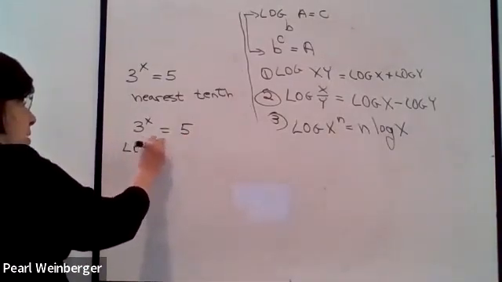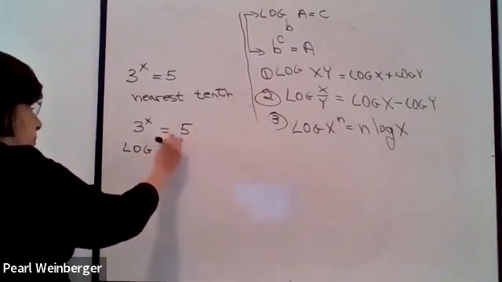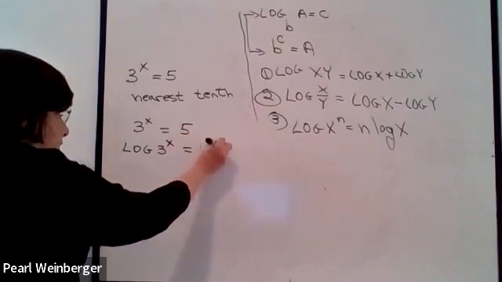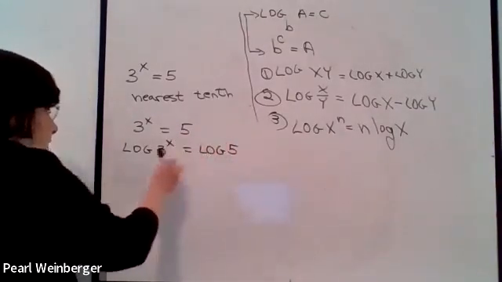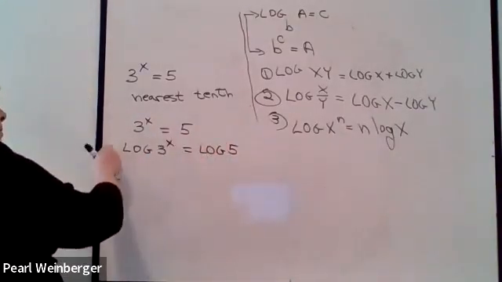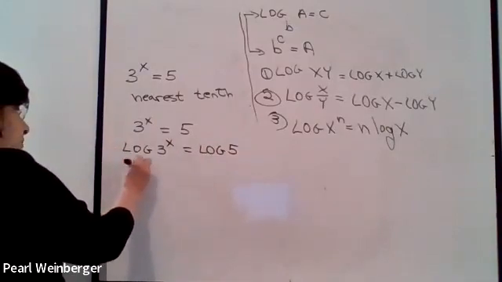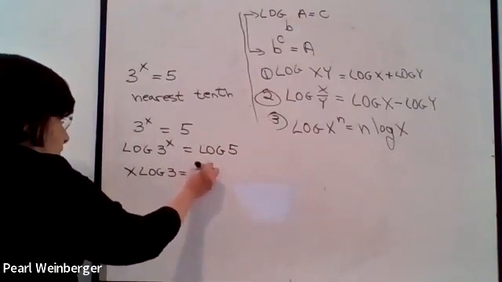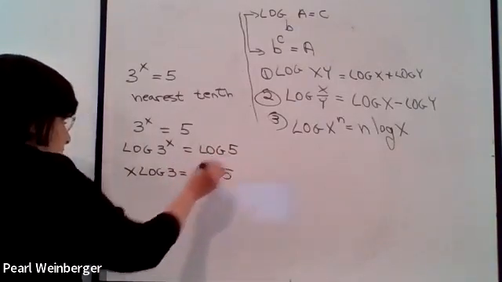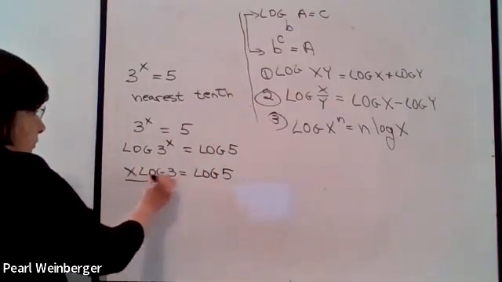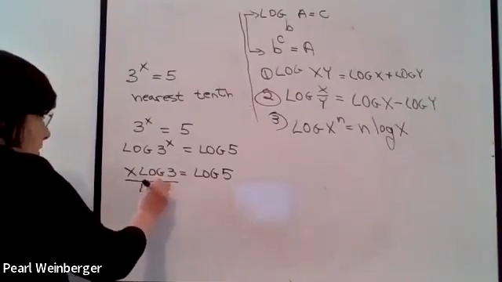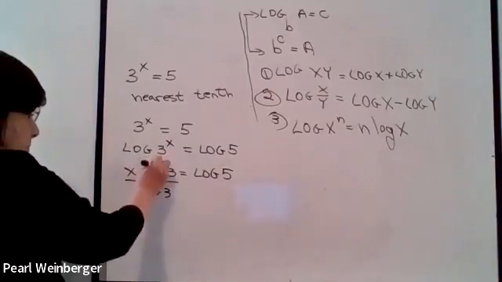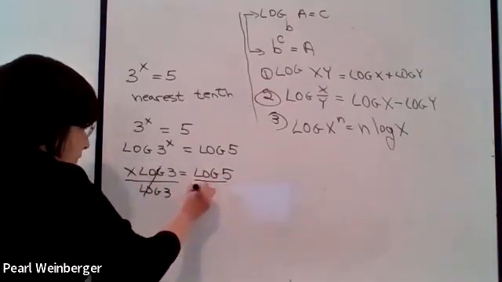I'll put the word log in front of both of them. Log 3 to the x equals log 5. And then I can take the exponent and make it a coefficient. x log 3 equals log 5. And then to get the x alone, I'm going to divide out the log 3, because these two are right next to each other, so they're being multiplied. To get rid of it, I have to divide.